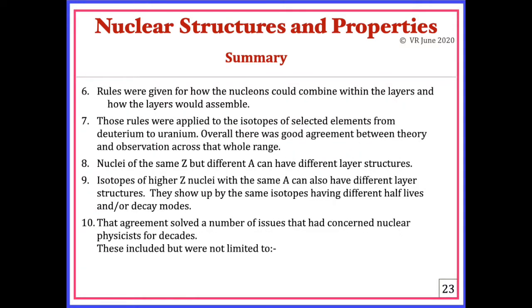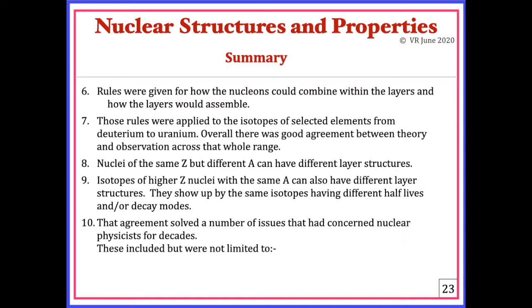Rules were given for how nucleons could combine within the layers and how the layers would assemble. Those rules were applied to isotopes of selected elements from deuterium to uranium. Overall, there was a good agreement between theory and observation across that whole range. I believe the agreement could be made better if different layers were chosen for some of the isotopes where the agreement wasn't all that good.